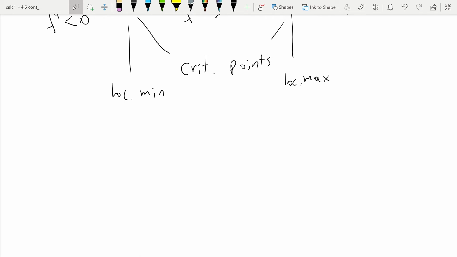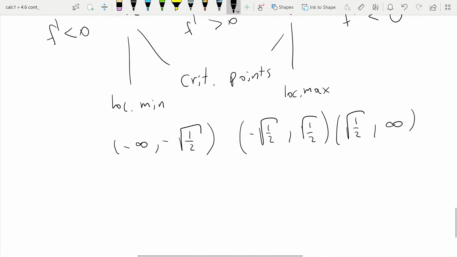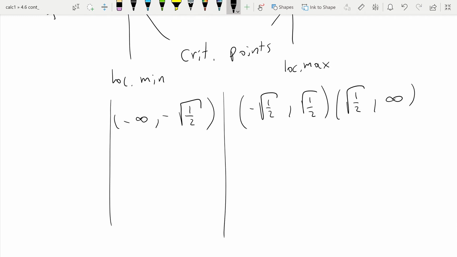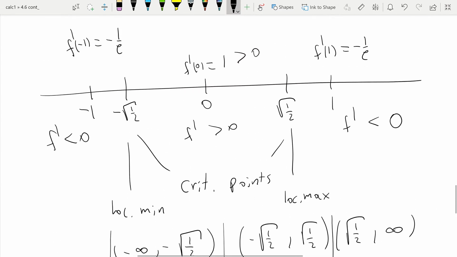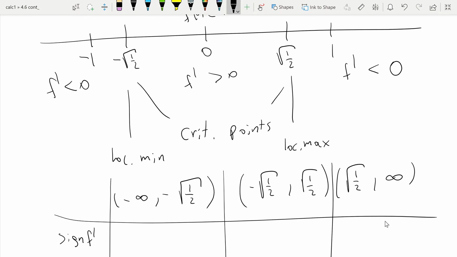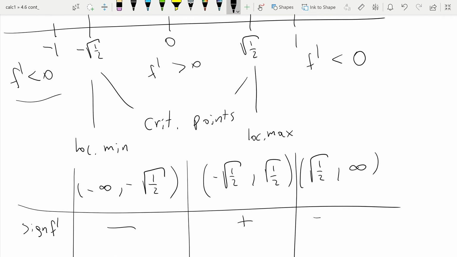So we can record this in our small table, all the information we've drawn from looking at the first derivative. We divide the real line into intervals determined by the critical points, just like in this graph here. But we record everything in a table. So we already know, what is the sign of f prime? We already know that between minus infinity and minus square root of 1 over 2, it's negative. This is what it says here. So it's negative. Here it is positive. Here it is negative again.